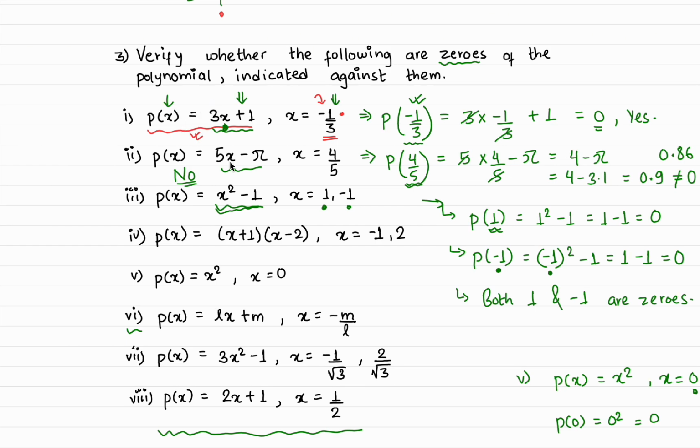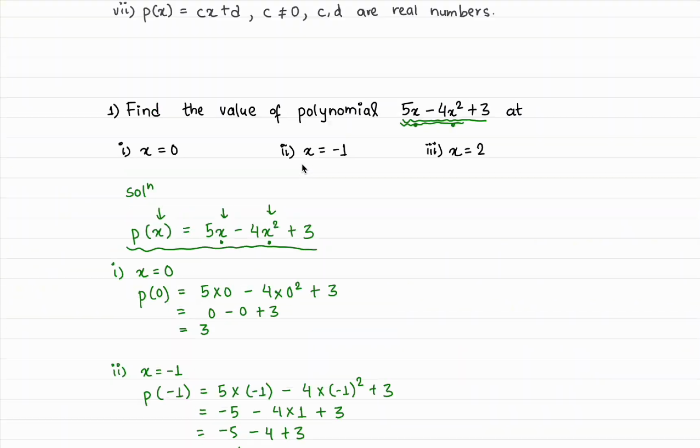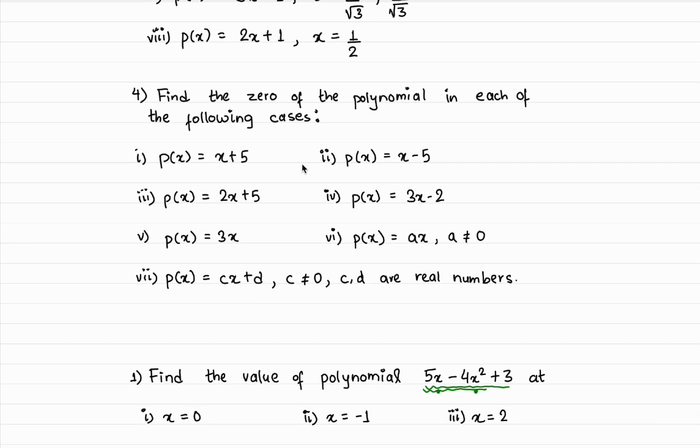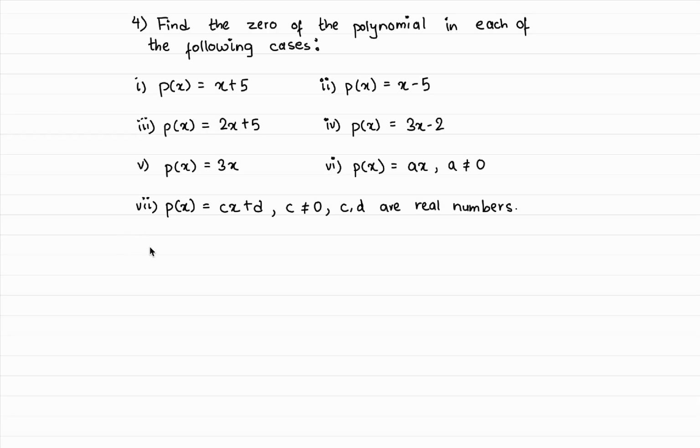Now finally, let's move to our question number 4. So here it is, our question number 4. In question number 4, we need to find the zeros of polynomials in all these cases. We already have polynomials given in the question. What we need to do is find the values that will give the answer 0, or find the zeros of these polynomials, and it's pretty easy. Let's see how we can find the zeros of the polynomial. So let's start with our first question.